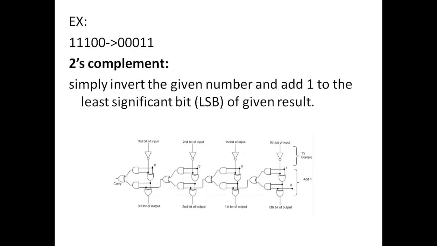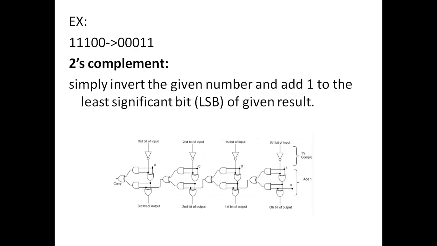So I give an example: 11100. These binary values are converted into one's complement. So 1 values change to 0, and 0 values change to 1. The next is two's complement. In two's complement, they follow certain procedures.